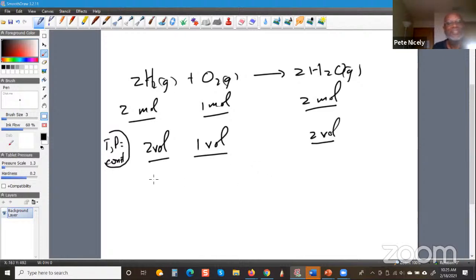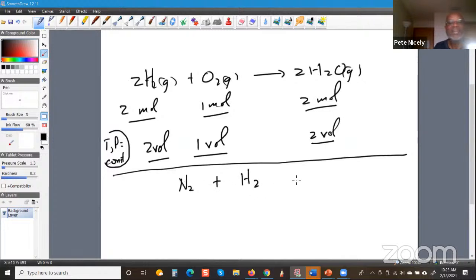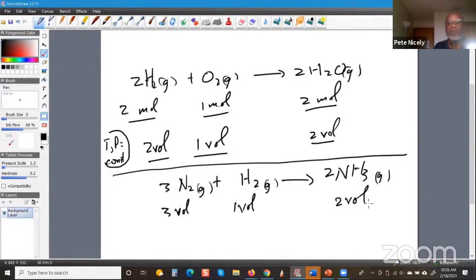Here's another example. Let me draw a line here. Let's say we have a reaction between nitrogen and hydrogen to form NH3. These are all gases, by the way. We have to balance this first, so 2 here, 3 here. What you'll find is that the same concept applies here, in that 3 volume units of nitrogen will react with 1 volume unit of hydrogen to form 2 volume units of ammonia.